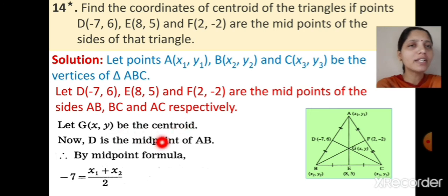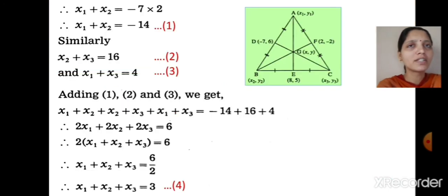Now point D is the midpoint of segment AB. So what can we write here by the midpoint formula? x is equal to (x1 plus x2) upon 2. What is the value of x here? Minus 7. So minus 7 is equal to (x1 plus x2) upon 2. Now shift this 2 to the other side. You will get x1 plus x2 is equal to minus 7 into 2, that is equal to minus 14. So that will be your equation 1.